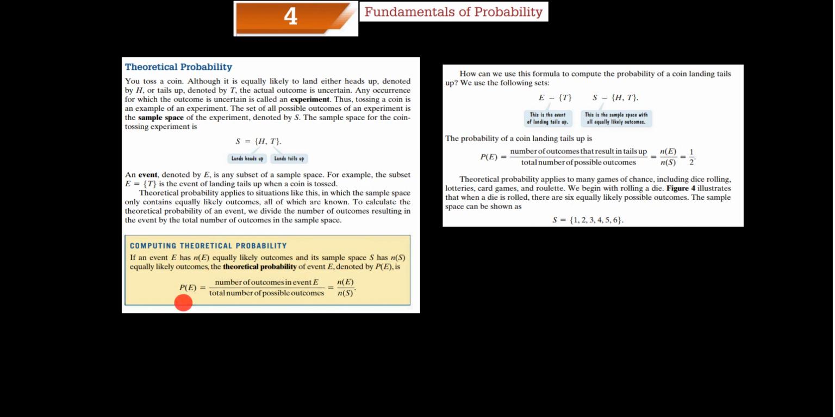So let's go and look at this. The probability of an event is equal to the number of outcomes in the event divided by the total possible outcomes of the sample space. So for instance, if we were to look at this flipping coin, heads or tails, this particular formula is wrapped up into this one. All right, so the probability of E is equal to the number of outcomes that result in tails up, right? And again, this says number of outcomes in event E. So how many outcomes result in tails up? Well, it's just one, divided by the total possible outcomes, which is 2.